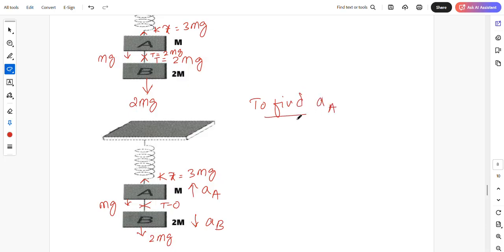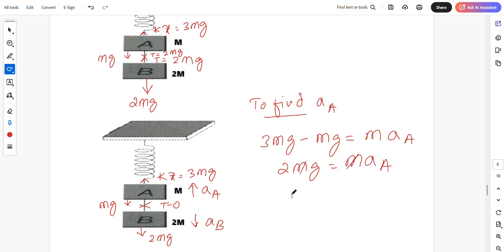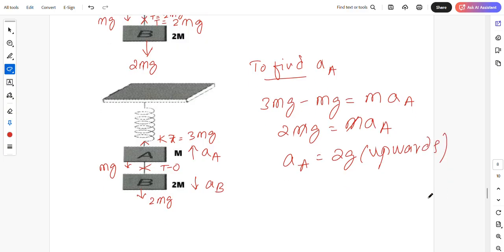apply Newton's laws of motion for this block. The driving force is 3mg, minus the opposing force mg, because 3mg is in the direction of acceleration, is equal to mass into acceleration, m into A. 3mg minus mg is 2mg, equal to mA. m gets cancelled. A is equal to 2g, that is upwards. Now let us find AB.